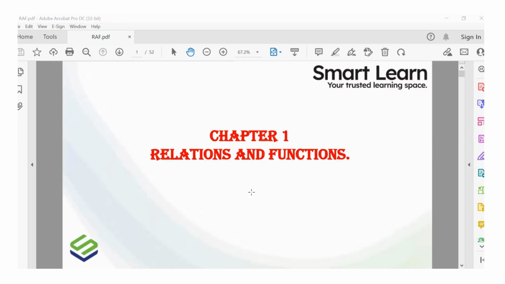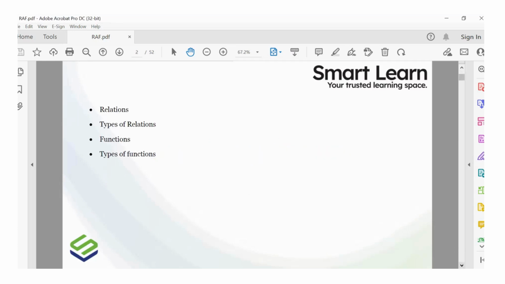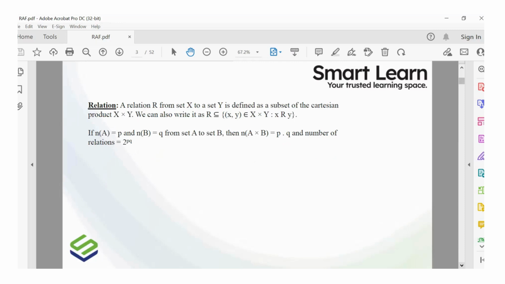Last week we discussed relations and functions. In this, the first topic is relation, the second topic is function. So you know what a relation is. This you already studied last year. It is a subset of the Cartesian product, where R is a subset of X × Y, such that x is in relation to y.